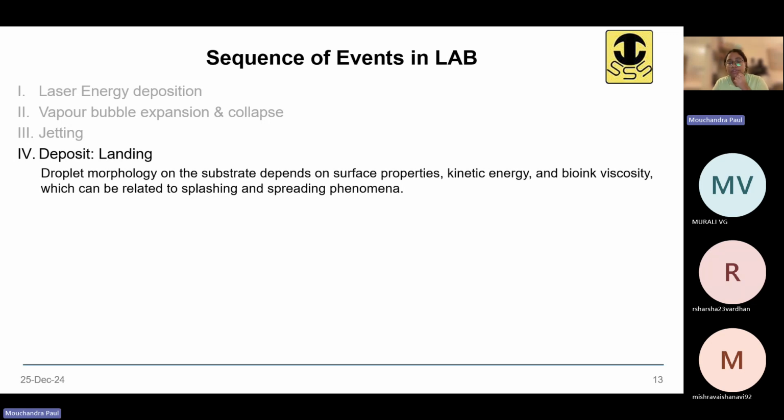Any questions so far regarding understanding how the laser assisted bioprinting is happening here?